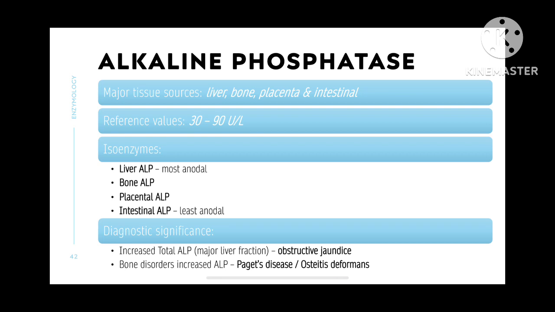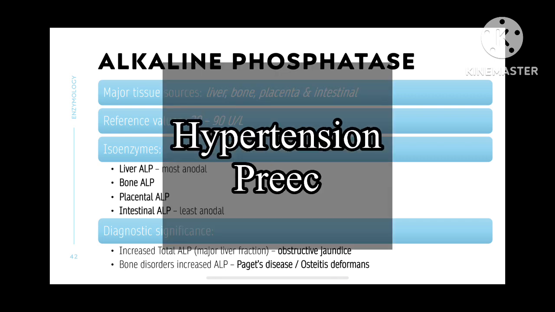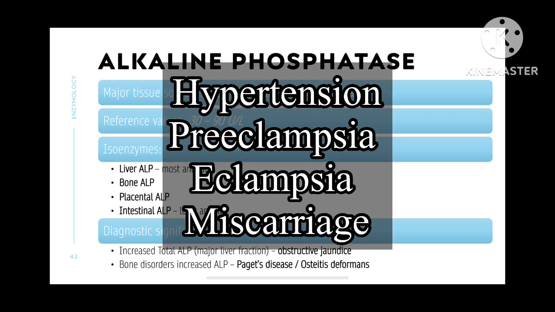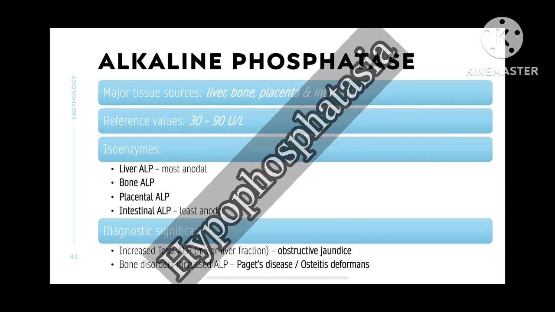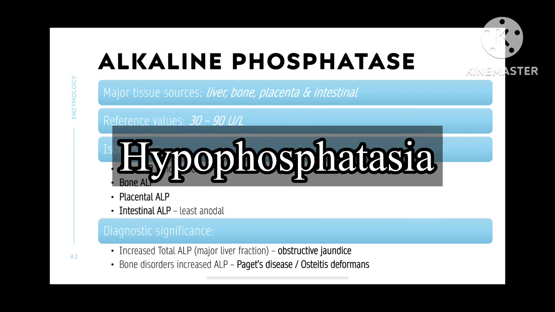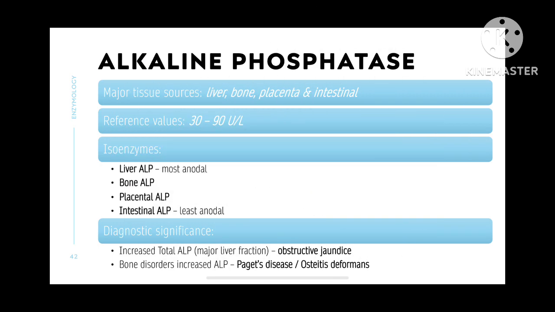Elevations also may be seen in complications of pregnancy, such as hypertension, preeclampsia, and eclampsia, as well as in threatened abortion. Alkaline phosphatase levels are significantly decreased in the inherited condition of hypophosphatasia. Subnormal activity is a result of the absence of the bone isoenzyme and results in inadequate bone calcification.